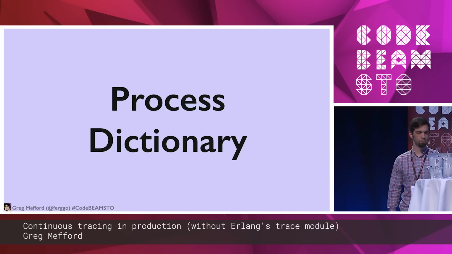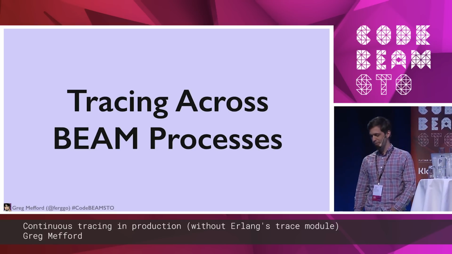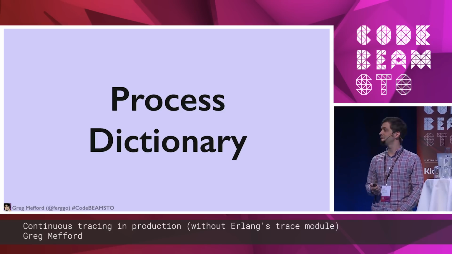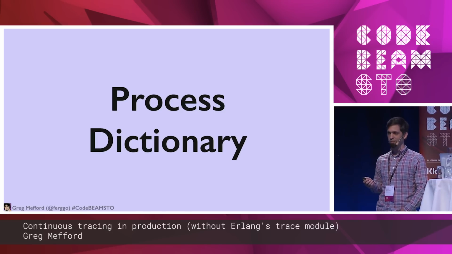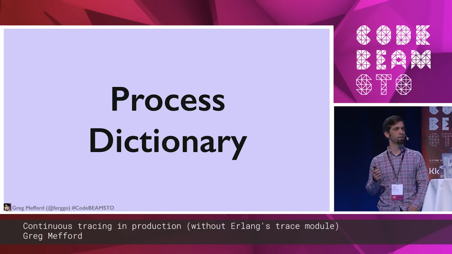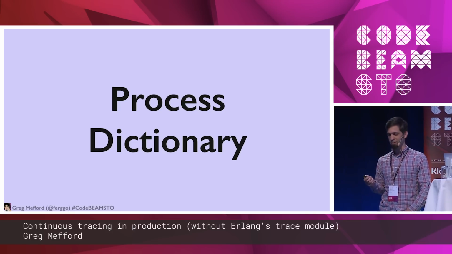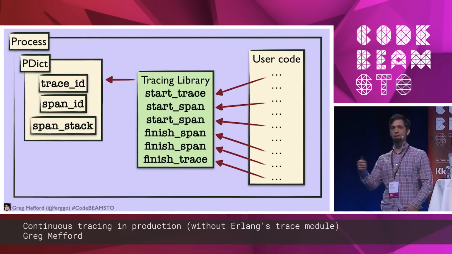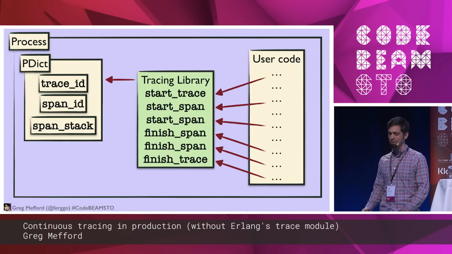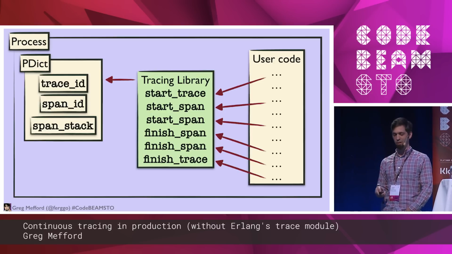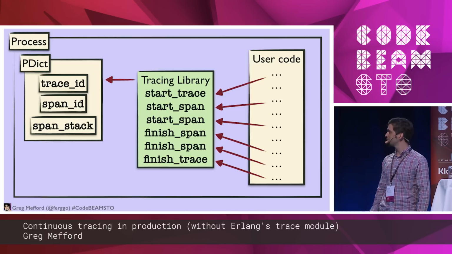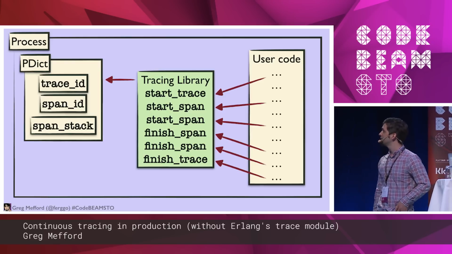Okay, so, features to trace across BEAM processes. The main thing that Spandex uses, and probably other libraries are going to use, is the process dictionary. We often train newbies not to use process dictionary because it's mutable state, but in this case it makes a lot of sense, similar to how logger metadata works, where you don't have to have your user code passing around a trace context from one function to the next all the time. You can just call start trace and start span and finish trace and finish span, and it just knows how to keep track of what the current span stack is in the process dictionary, so that it can push and pop new spans onto the stack.